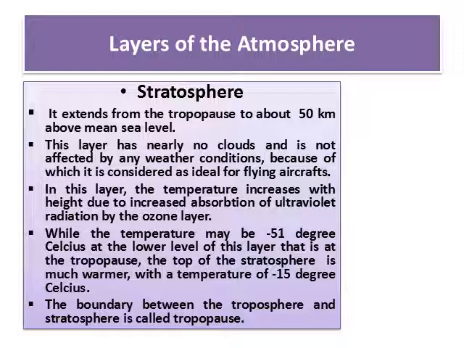In this layer, the temperature increases with height due to increased absorption of ultraviolet radiations by the ozone layer. While the temperature may be minus 51 degrees Celsius at the lower level of this layer, that is at the tropopause, the top of the stratosphere is much warmer with a temperature of minus 15 degrees Celsius.